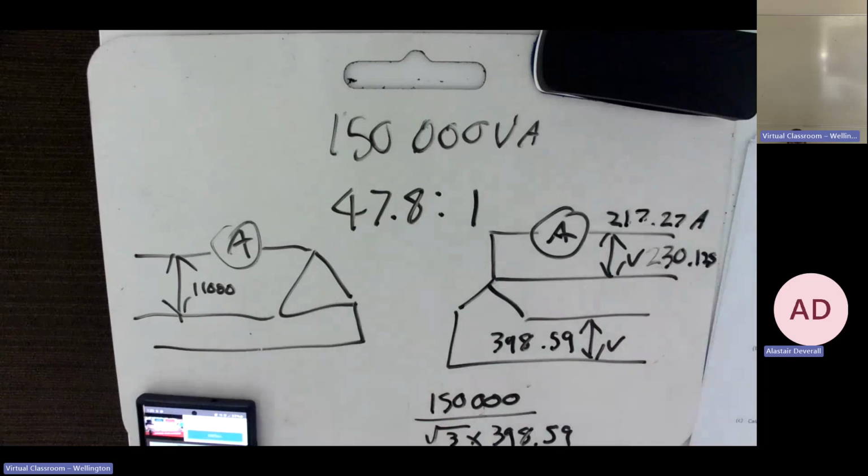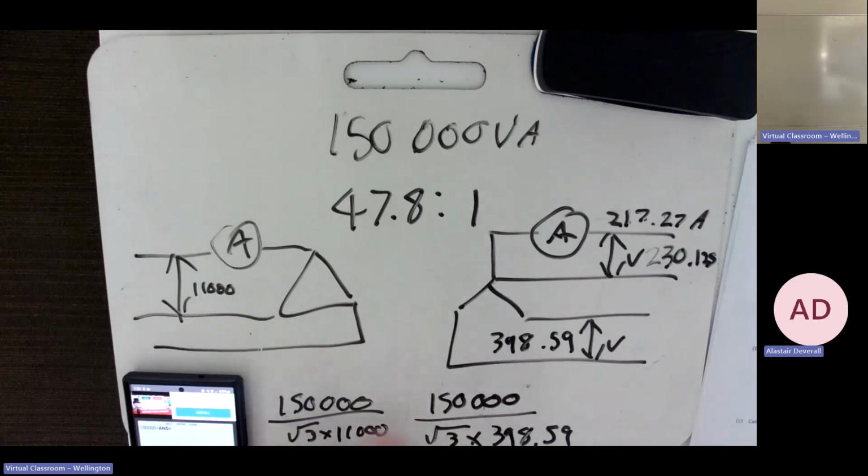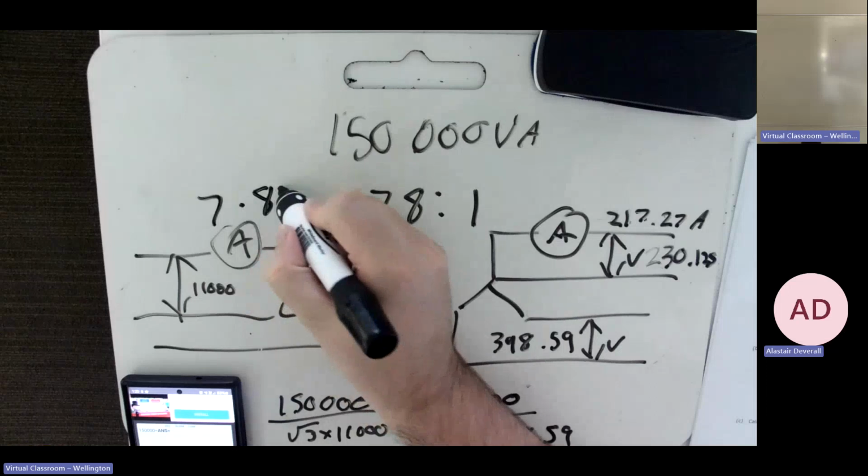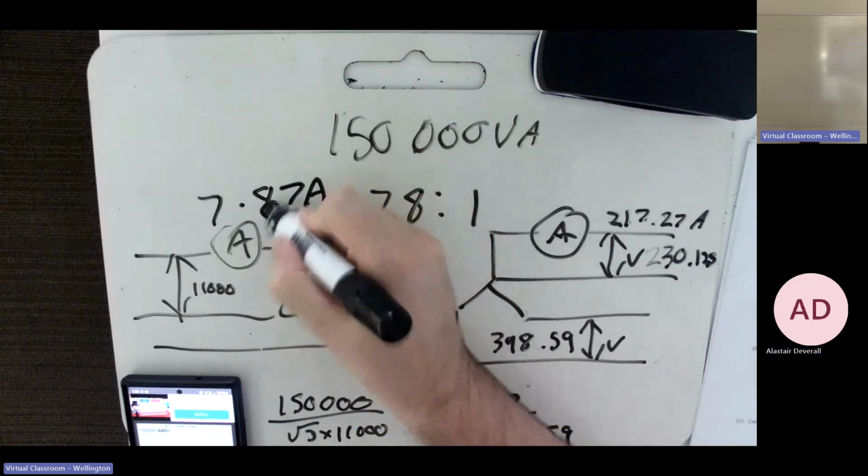Now, going to our other one, it's 150,000 once again, divided by root 3 times 11,000. We're going to do the bottom first because it's implied that it's in brackets when we draw it this way. So root 3 times 11,000 gives us 19,000, and 150,000 divided by the answer gives us 7.87 amps.